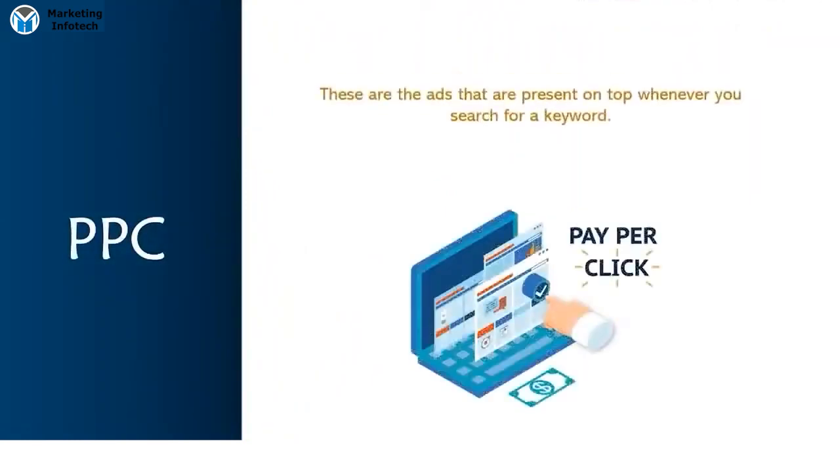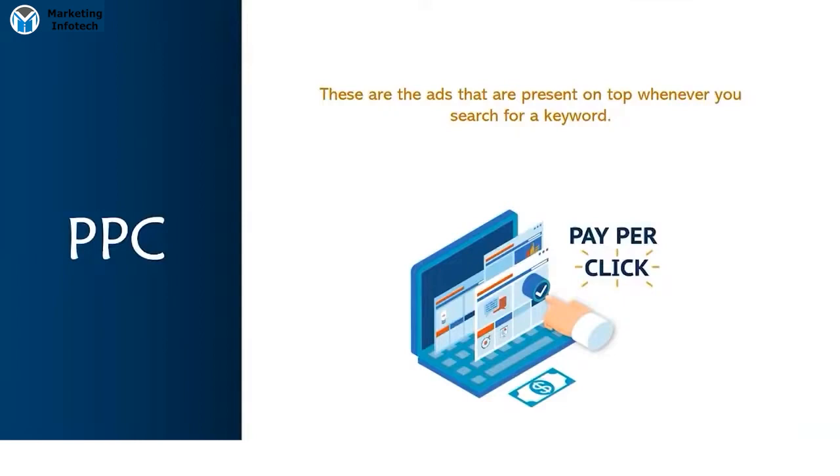Now moving on, let's take a look at pay-per-click. Pay-per-click, which is also called PPC for short, refers to the sponsored results on the search engine result pages, or SERP. PPC ads are visible, flexible, and effective for many different types of organizations. With paid search, you only pay when your ad is clicked. So these are basically the ads that are present on top whenever you search for a particular keyword.